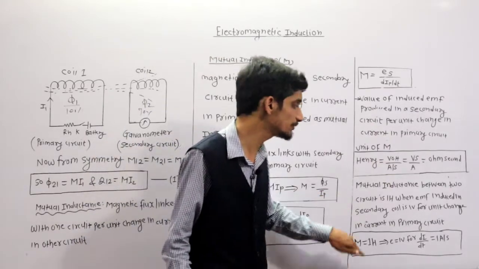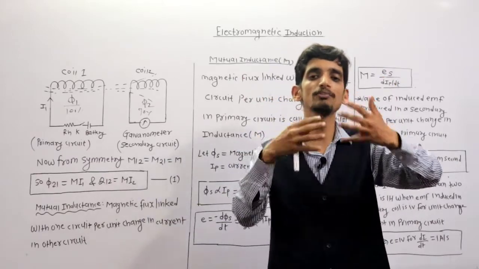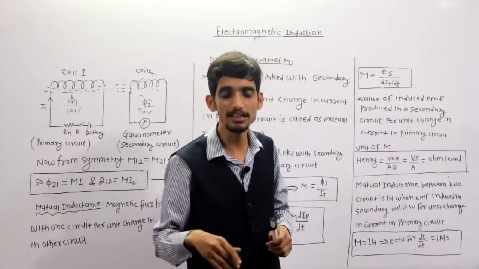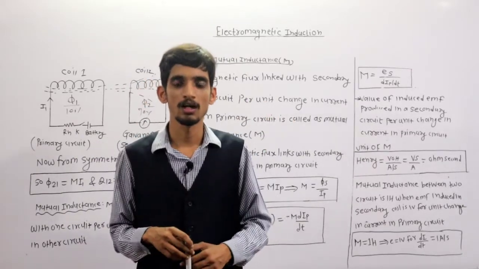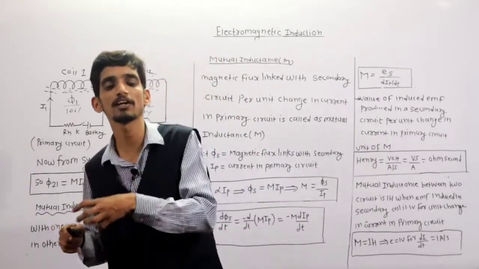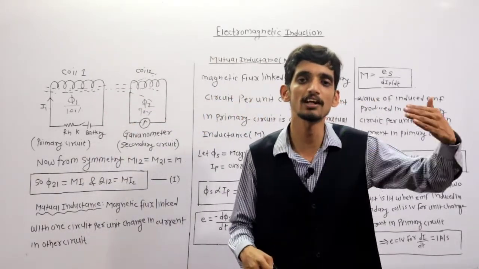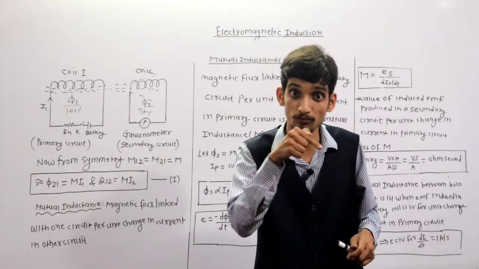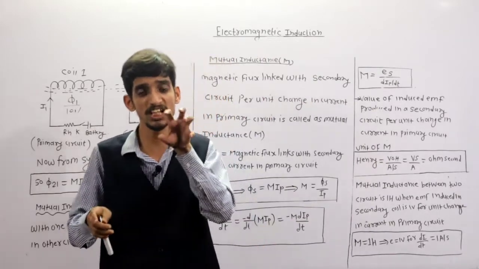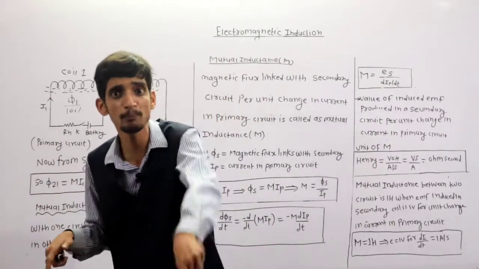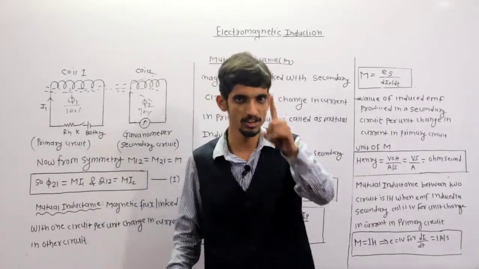Now I am giving you one important definition. Mutual inductance between two circuits is 1 Henry when the EMF induced in the second circuit is 1 volt, for which there should be a change of current in the primary circuit at a rate of 1 ampere per second. It means for the production of 1 volt EMF in the secondary coil, if the change in the current in the primary coil is 1 ampere per second, then between these two coils there is a mutual inductance of 1 Henry.